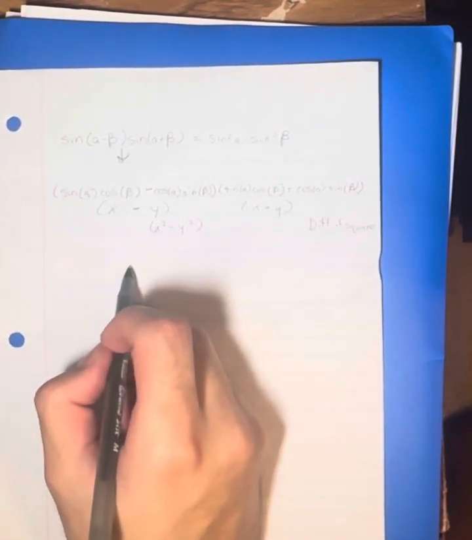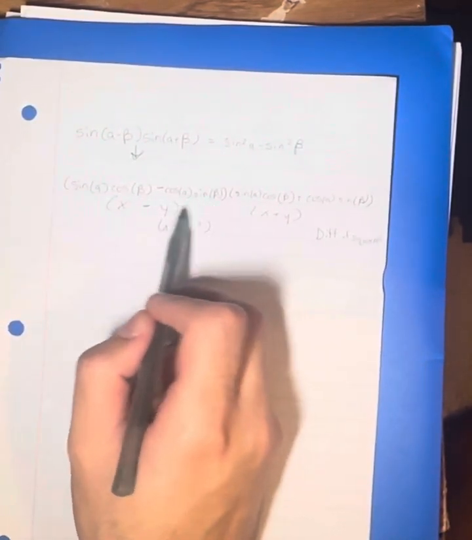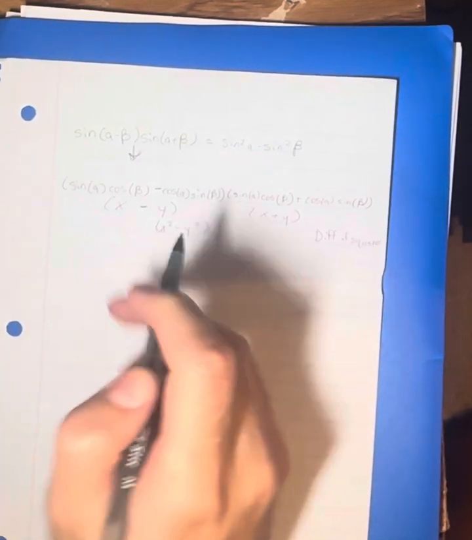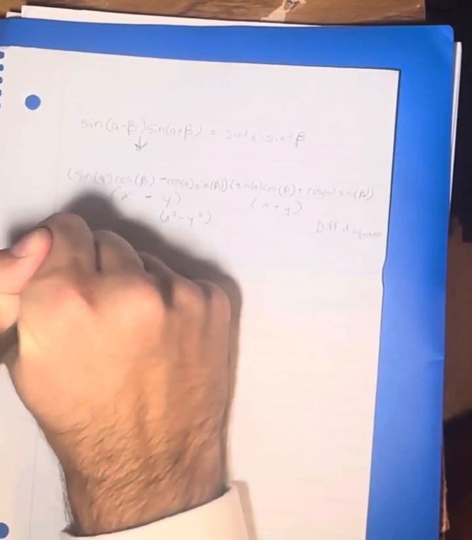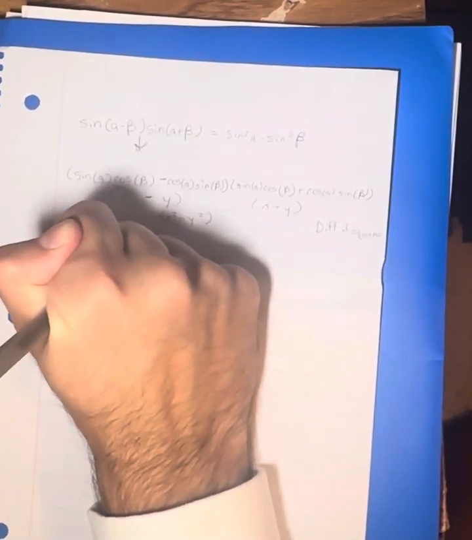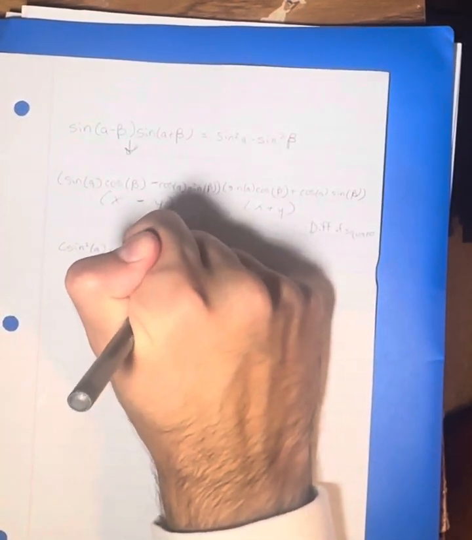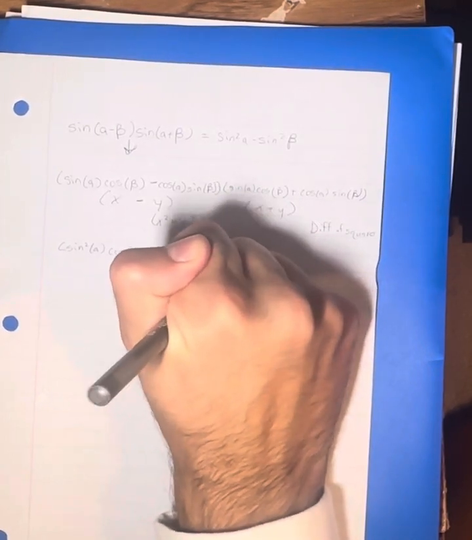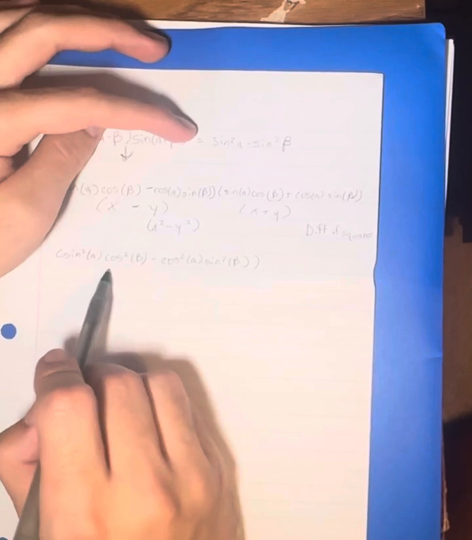So if sine alpha cosine beta is x, and cosine alpha sine beta is y, then you're going to find that this is going to be sine squared alpha cosine squared beta, minus, because of the minus right here, cosine squared alpha sine squared beta. So this is looking a lot closer to the right side, but I want to get rid of these cosines.